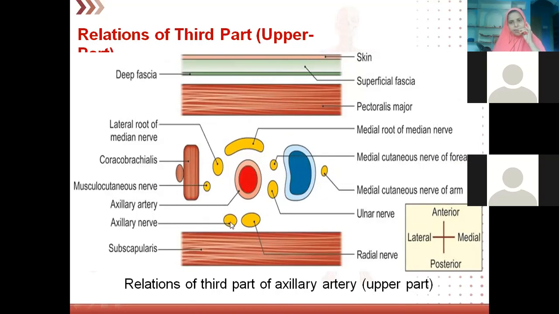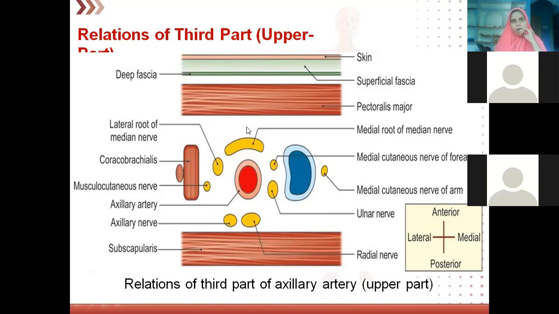Now coming behind, we have the axillary nerve and radial nerve. We also find the subscapularis muscle. Medially, we have the axillary vein, medial cutaneous nerve of arm, medial cutaneous nerve of forearm, and ulnar nerve. Now, laterally, if you observe, we have the lateral root of median nerve, musculocutaneous nerve, coracobrachialis. Again, this is the short head of biceps.